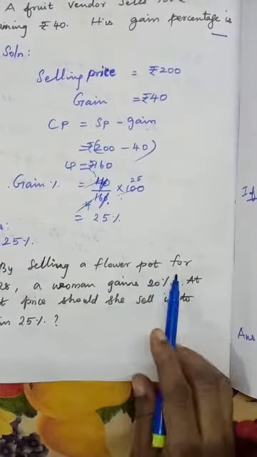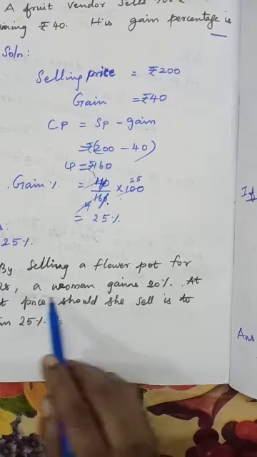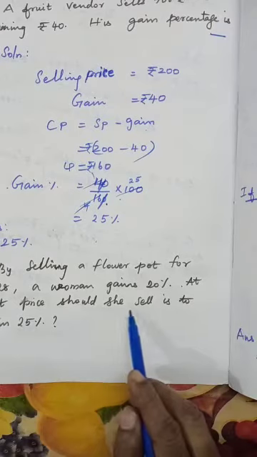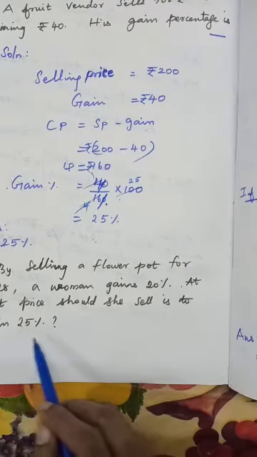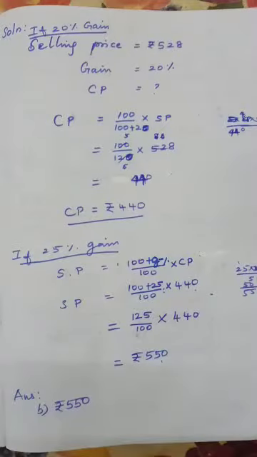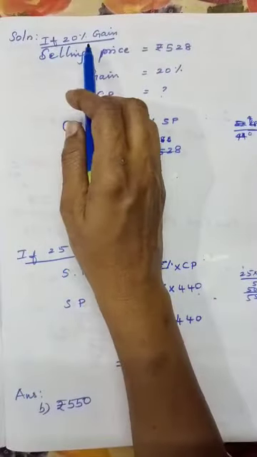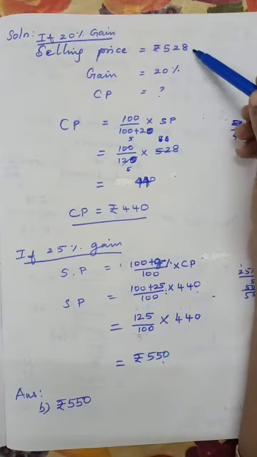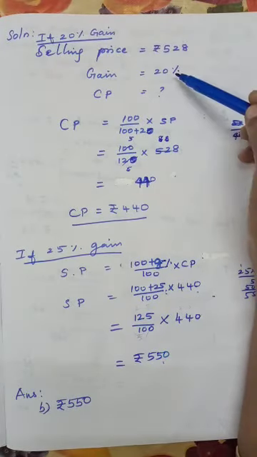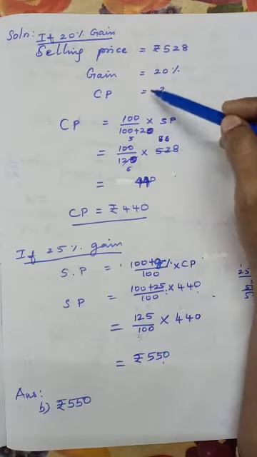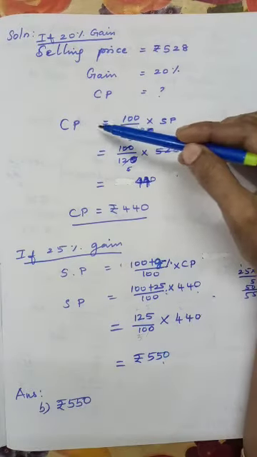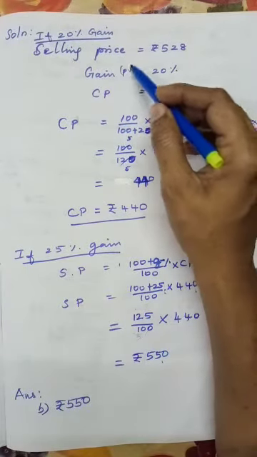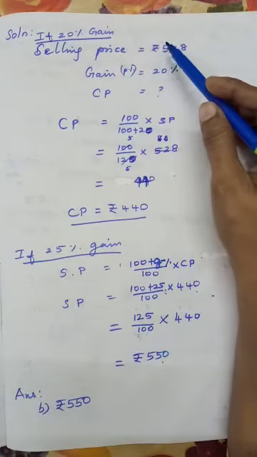By selling a flower pot for rupees 528, a woman gains 20%. At what price should she sell it to gain 25%. Solution. If 20% gain means selling price is equal to rupees 528. Gain is equal to 20%. Then CP is what you have to find. Profit percent and selling price are given.